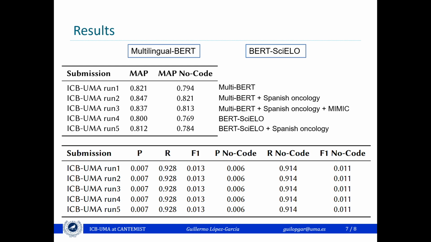In addition, we also further pre-trained the multilingual BERT model on a bilingual clinical corpus, comprising the 31,000 oncology documents in Spanish and the 57,000 discharge summaries in English, extracted from the MIMIC dataset. This corresponds to the third run. As we can see, considering the mean average precision official evaluation metric of the task, the multilingual BERT clearly outperforms the BETO model, achieving our best performance score of 0.847.